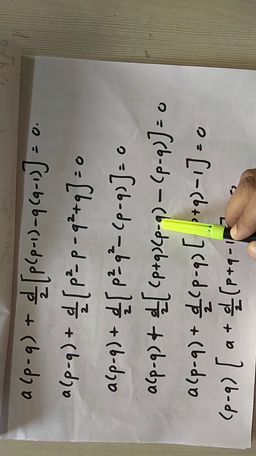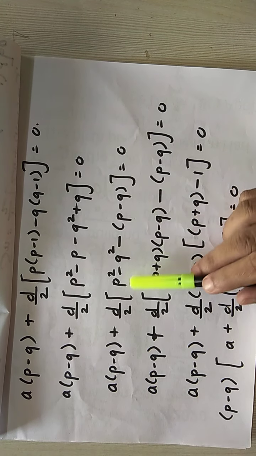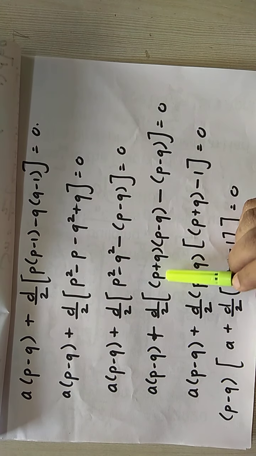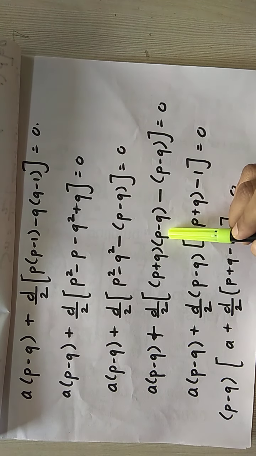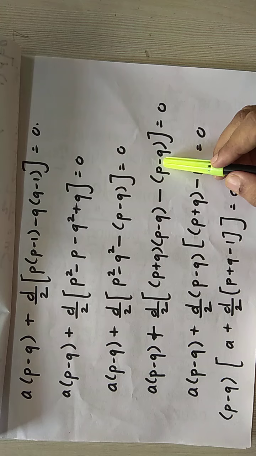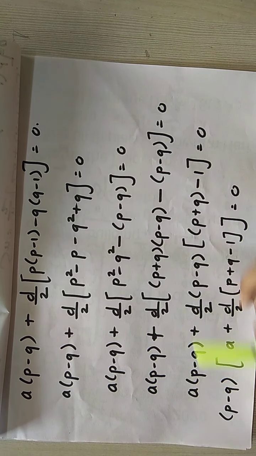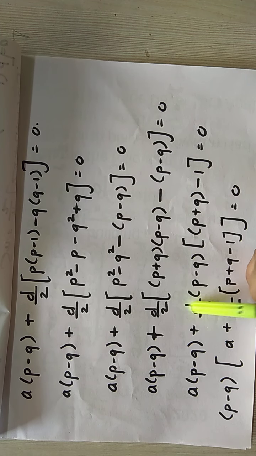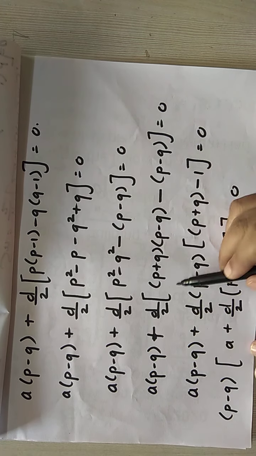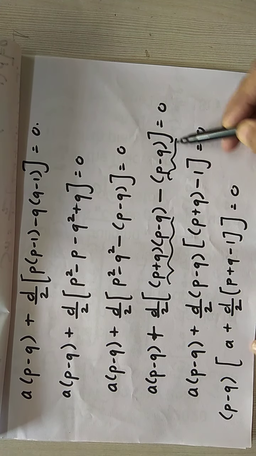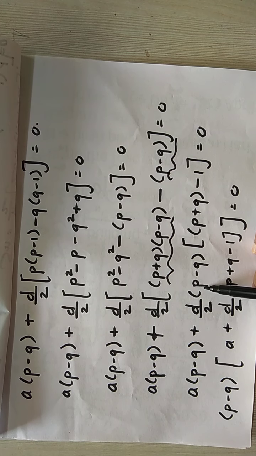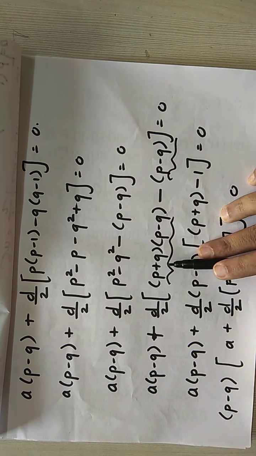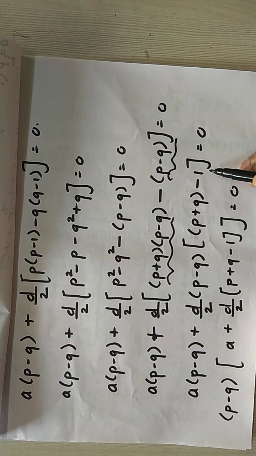a into p minus q plus d upon 2, p square minus q square will be p plus q into p minus q. According to the identity, a square minus b square equals a plus b into a minus b, so this will be p plus q into p minus q, minus of p minus q, equal to 0. Again a into p minus q plus d upon 2. Now if you observe here and here, we have p minus q common, so p minus q goes out of the bracket. Inside the bracket we have p plus q, and here we have 1.